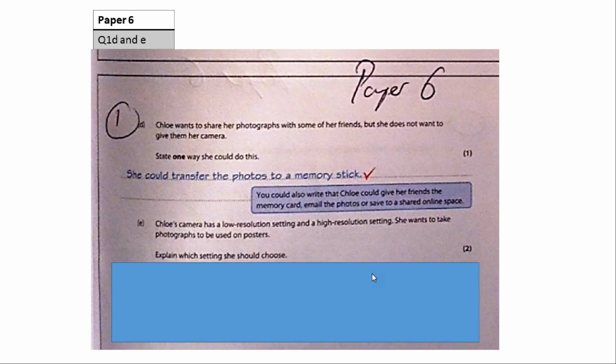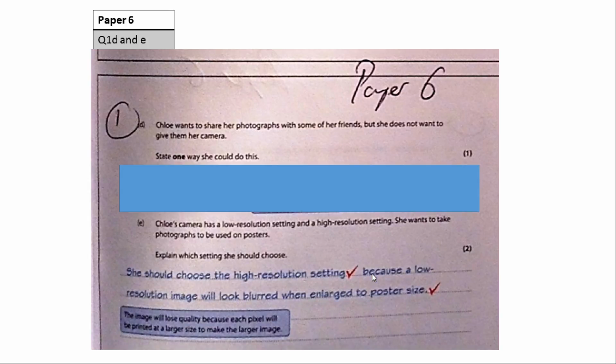Next question. Chloe's camera has a low resolution setting and a high resolution setting. She wants to take photographs to be used on posters. Explain which setting she should use. So a poster. What do we think about a poster straight away? It's professionalism. We want high quality images, don't we? So the obvious one there is she should take the high resolution setting.